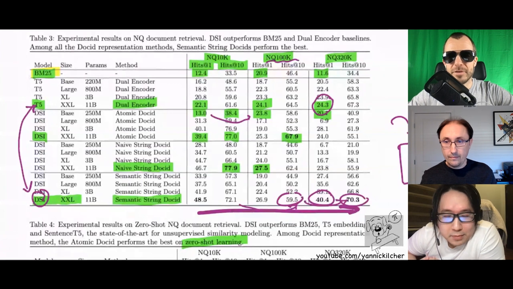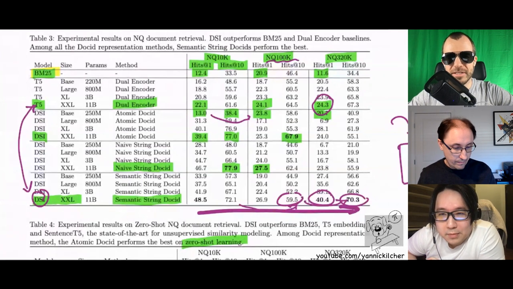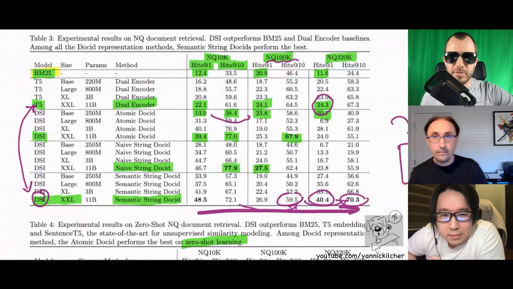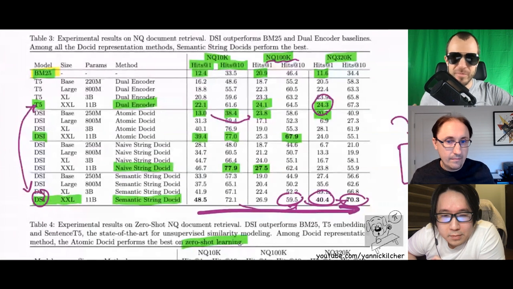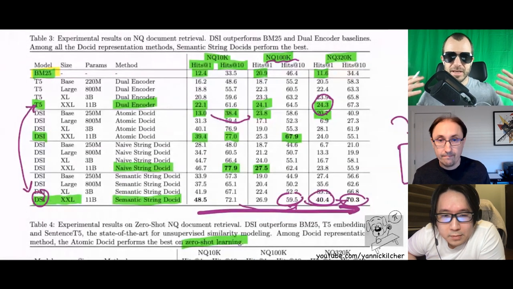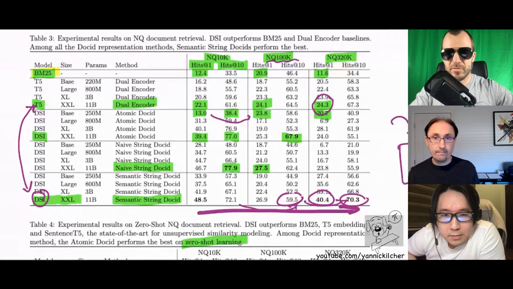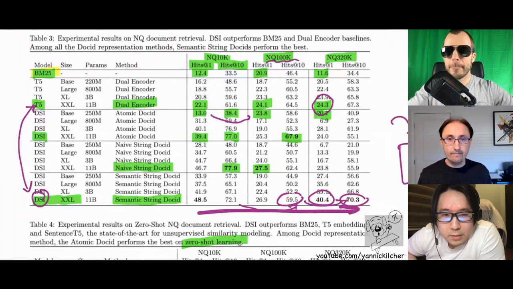Do you have an idea of how these things scale? Like, if I have double the amount of documents, do I need double the amount of parameters, or do I need an order of magnitude more parameters? Is it related linearly, exponentially? Do you have any idea of how this scales?